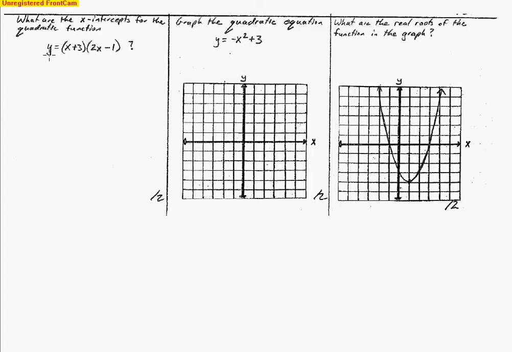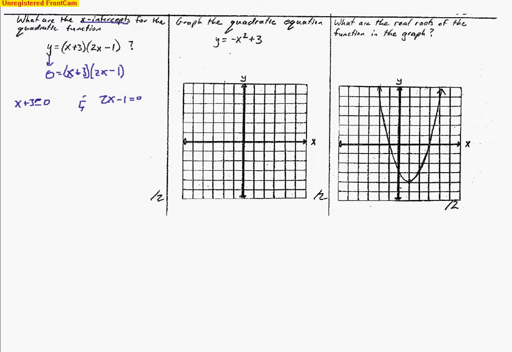Since we're trying to find x-intercepts, we're going to take this y value and set it equal to 0. And then we're going to take these two factors and set each individually equal to 0 to figure out what makes this factor 0 and what makes this expression here 0. So we do x plus 3 equals 0, and we're setting up the other one, 2x minus 1 equal to 0.